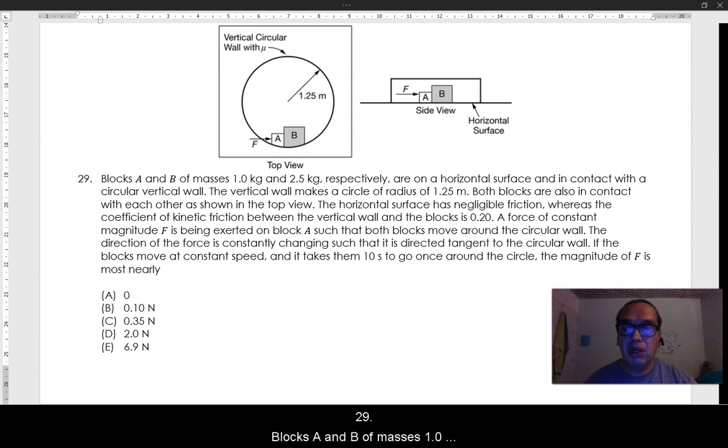29. Blocks A and B of masses 1.0 kilograms and 2.5 kilograms, respectively, are on a horizontal surface and in contact with a circular vertical wall. The vertical wall makes a circle of radius of 1.25 meters. Both blocks are also in contact with each other as shown in the top view.